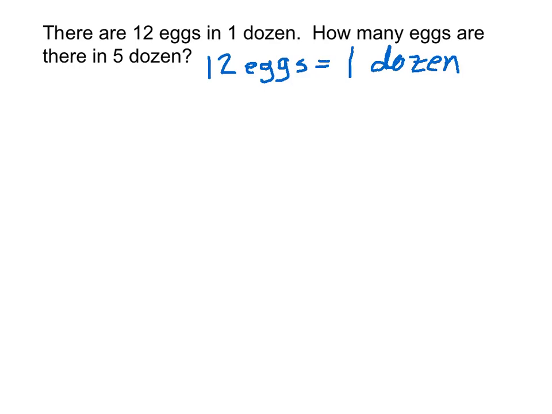So the conversion that we're doing is we're told we have 5 dozen, and we want to know how many eggs are in that 5 dozen. So we know 12 eggs is equal to 1 dozen. We want to know how many eggs are in 5 dozen. You could set this up using ratios and proportions, and we're going to get into that later, but I want to use dimensional analysis.